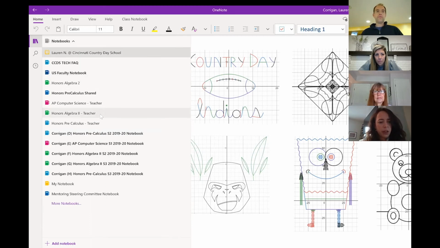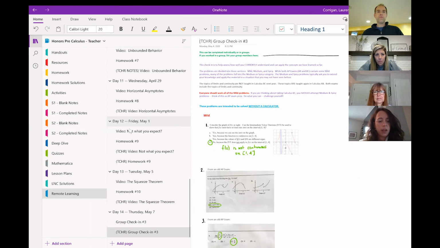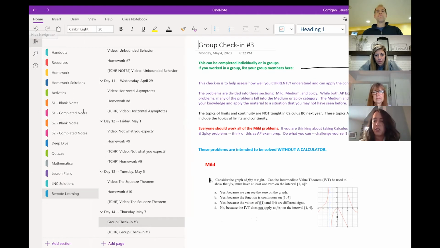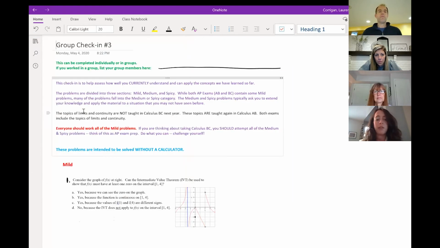So something that we're doing a little differently in Honors PreCalc is our assessment style. This is something that Mrs. Back and I talked about and came up with. So we've been doing group check-ins, is what we've called them, to assess the student understanding of the different topics that we've covered. How we've modified a typical assessment is we created 3 different levels of difficulty for the problems. We call them mild, medium, and spicy.